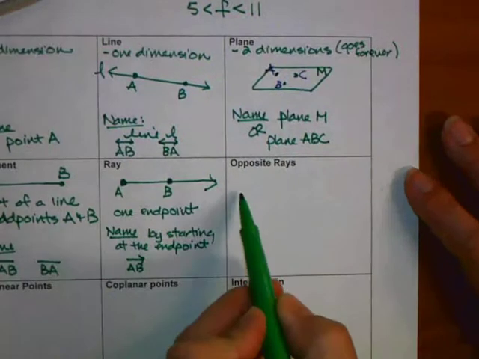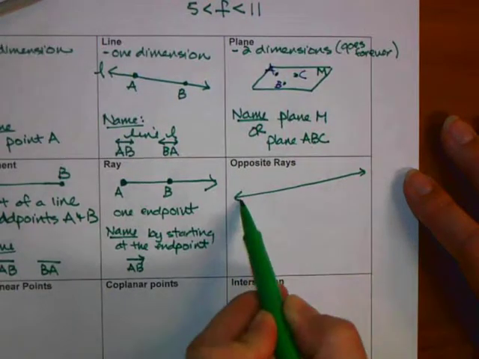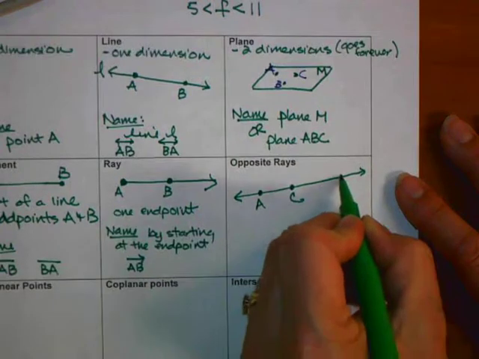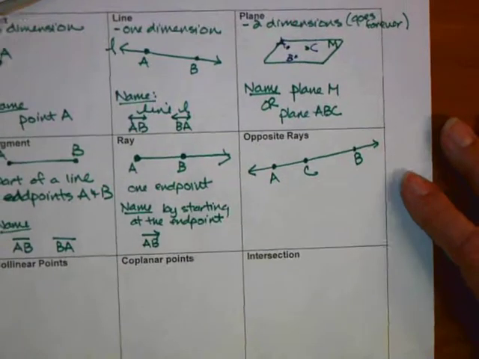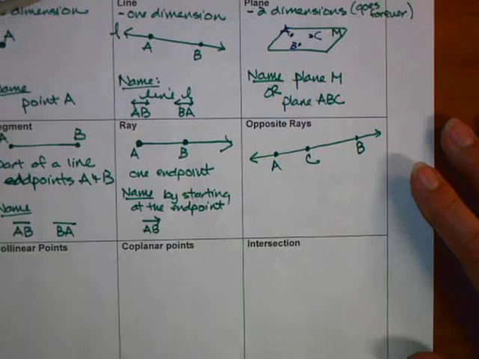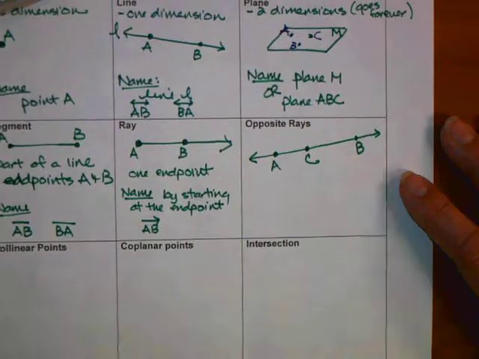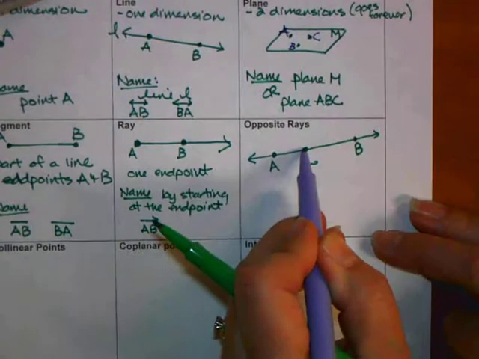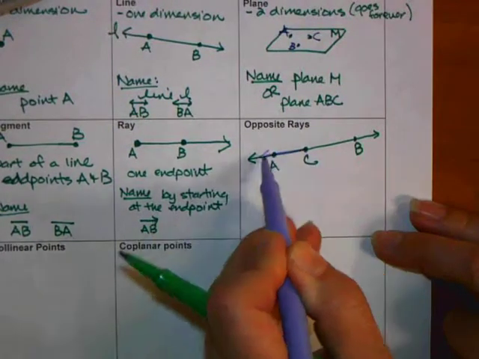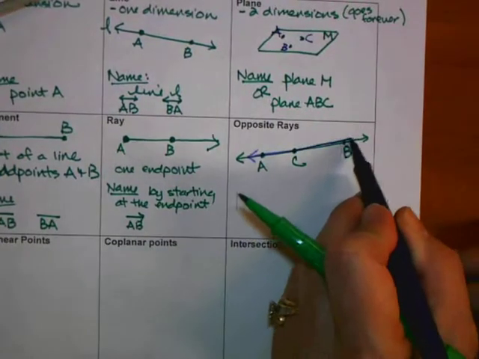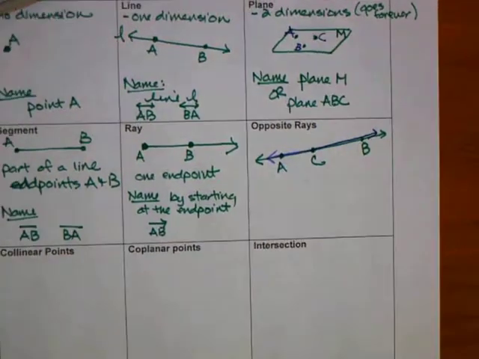Okay. Opposite rays. So now let's draw a line. And I'm going to put an A here, a C here, and a B here. So what we actually have is a pair of opposite rays. These are opposite rays. If I look at it this way, can you see that different color, sort of? And then this way, I have opposite rays.